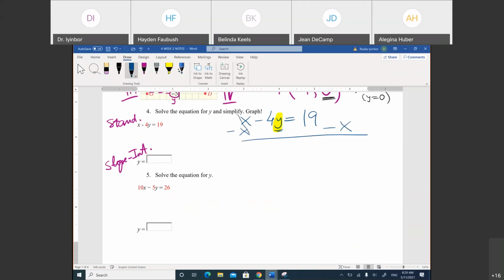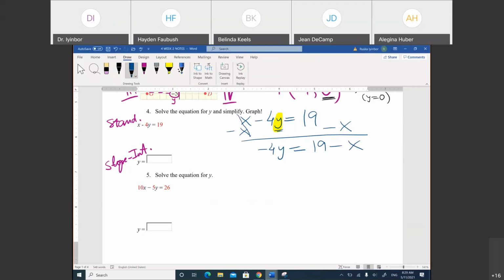So x minus x is 0. So we have negative 4y equals, I'm going to copy 19 minus x because they're not like terms. You can't combine a number and x, right? So we have negative 4y equals 19 minus x.